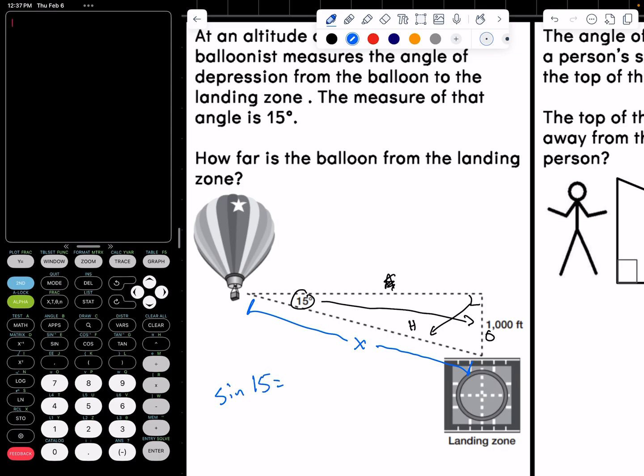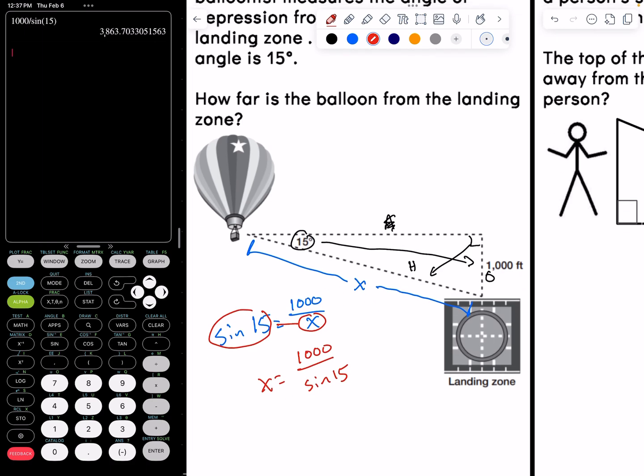Sine of 15 equals opposite 1,000 over x. When x is on bottom, we switch. So x equals 1,000 over sine of 15. And that's going to give us a really large number, 3,863.703, and we're dealing with feet.